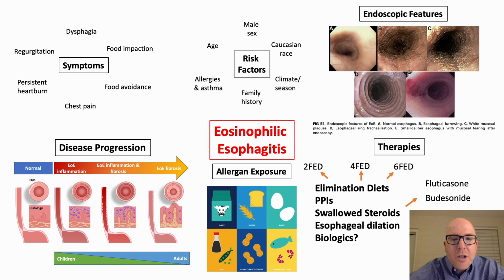The last thing I wanted to mention is the potential use of biologics or monoclonal antibodies. There's been a lot of work done in this. Although there are no FDA-approved drugs, just like swallowed steroids, nothing has been clearly FDA approved at this point. We do think that on the horizon there likely will be interleukin inhibitors of IL-4, IL-13, and potentially IL-5 that may have a role in the treatment of eosinophilic esophagitis.